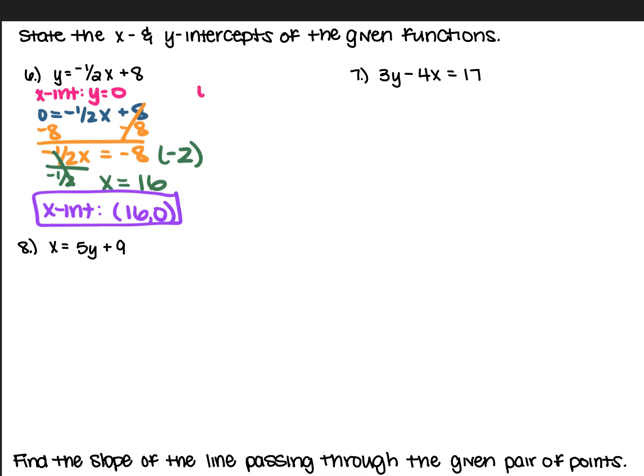To find your y-intercept, we're going to plug in 0 for x. So that means we're going to have y is equal to negative 1/2 times 0 plus 8. That negative 1/2 times 0 cancels out, so you just have that y is equal to 8. So your y-intercept is the ordered pair 0, 8.